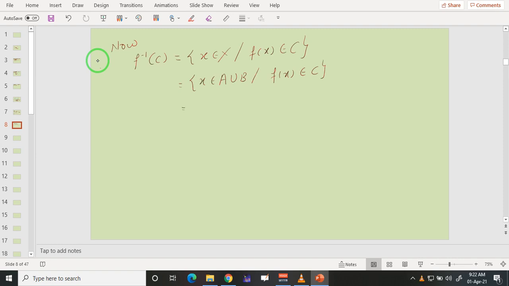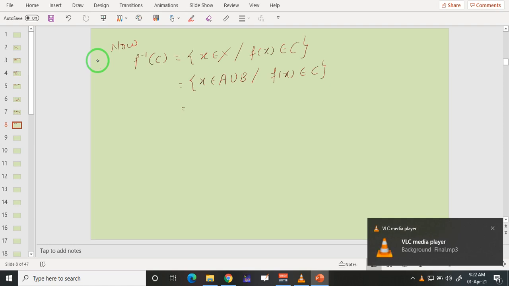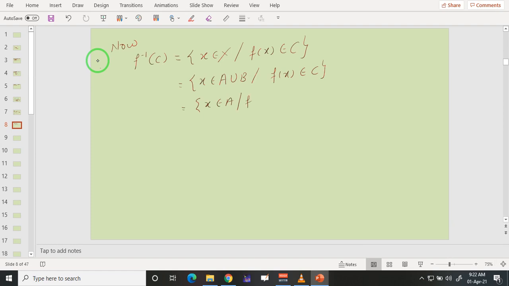So this set can be split into two. This is union, that is OR. So this can be written as the set of all x belonging to A such that f of x belongs to C, union, which means OR, the set of all x belonging to B such that f of x belongs to C. And if you notice, this is nothing but f restricted to A inverse of C, union f restricted to B inverse of C.